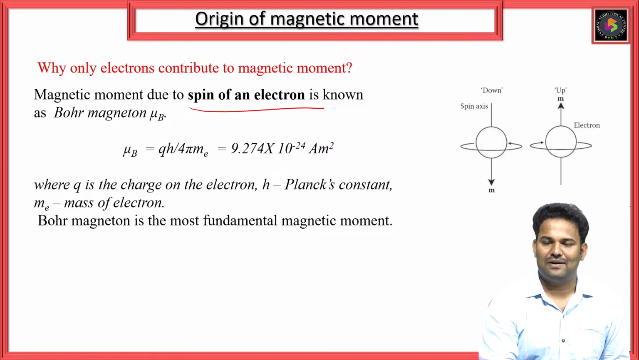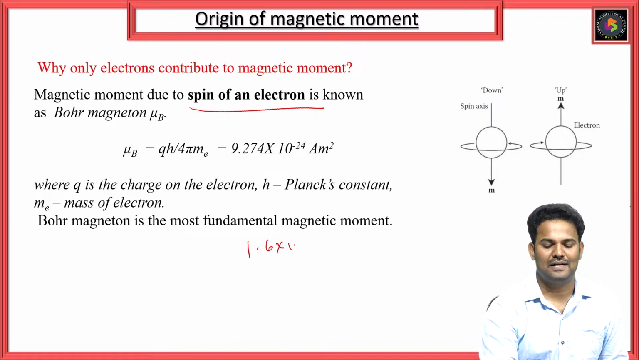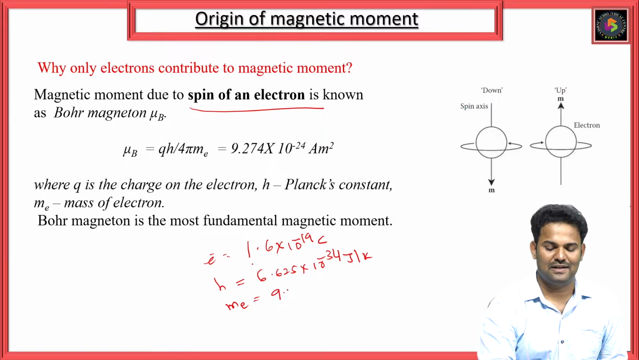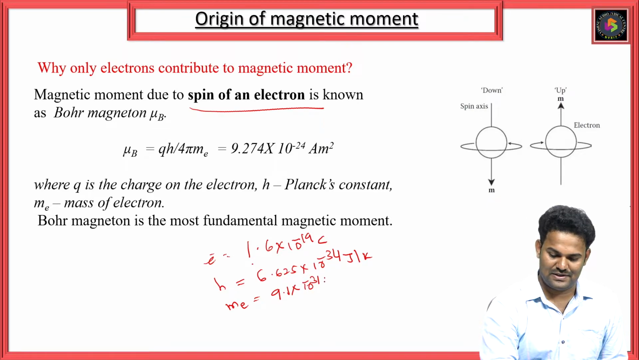Here Q is the charge of an electron. The charge of an electron is 1.6 into 10 power minus 19 coulombs. And H is Planck's constant. The H value, we know very well, is 6.625 into 10 power minus 34 joule per Kelvin. And the mass of the electron, Me, is equal to 9.1 into 10 power minus 31 kg.